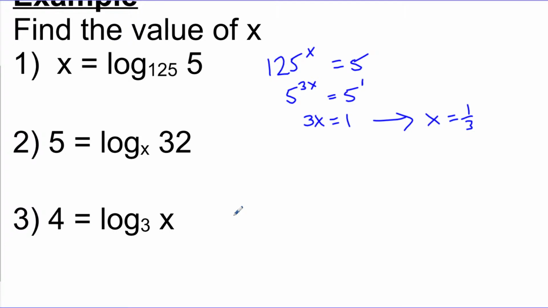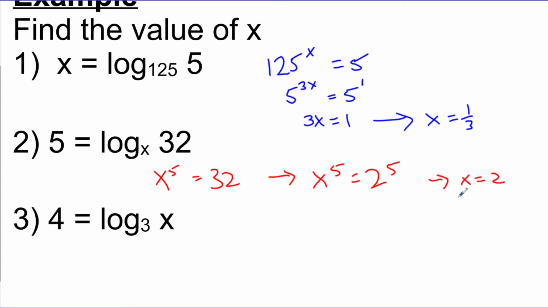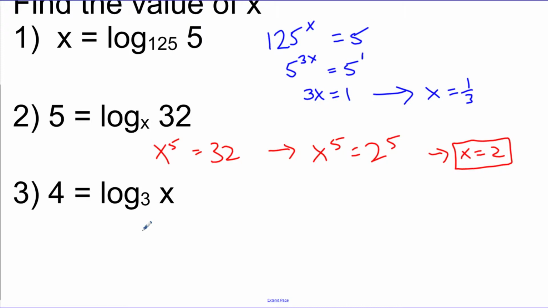Same thing: how would I figure out what the base of a log is? We turn this into exponential form, and remember, base, exponent, output. So this is x to the 5th is equal to 32. Again, I can rewrite 32 as something with an exponent of 5, so this turns into x to the 5th equals 2 to the 5th. Because the exponents are the same, x has got to be equal to 2, and that would be my final answer. The only way that this log is going to work and be a true equality is if it was a log base 2.